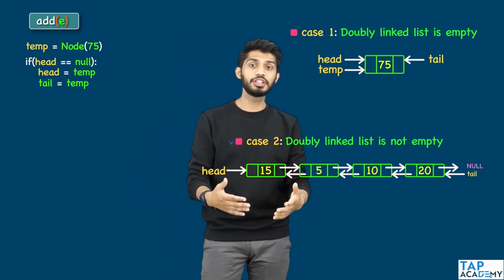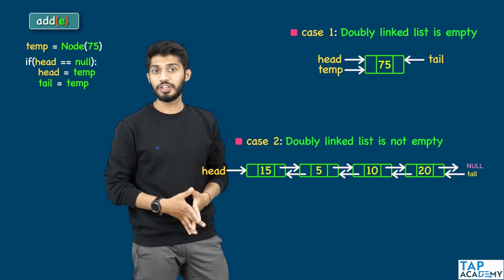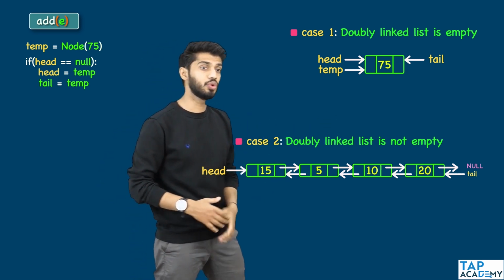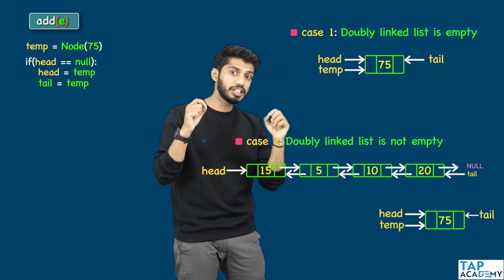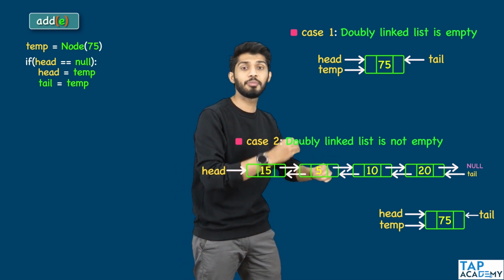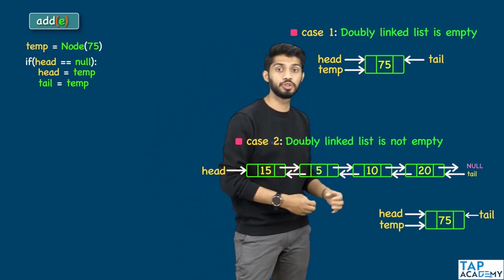Now the second case is when there are already elements. How can we handle this? It is even simpler. The first thing that I have to do is create a node. Once I am done with creating a node, there is something that we need to observe in the diagram and then write the code. It's not about just thinking, it's more about observation over here.